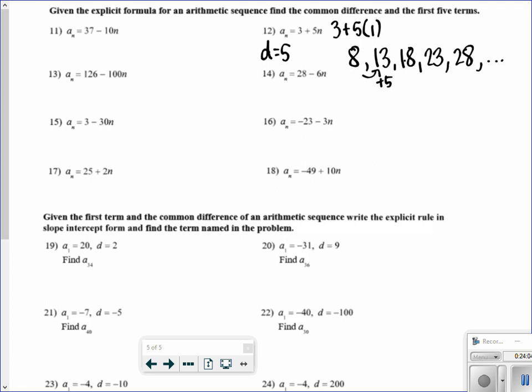We only have to do 5. So let's look at number 14. Do the same thing. What would the common difference be on number 14? -6. -6 has the negative sign. Make sure you're careful for details. What would the first term be for that? 28.